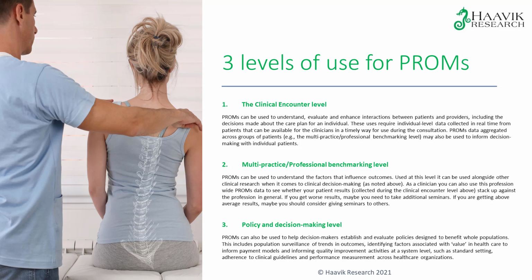And then, of course, there's this third level, this policy and decision-making level, where patient-reported outcome measures can be used by decision makers to establish and evaluate policies designed to benefit whole populations. So you can look at trends in populations, you can identify factors that are associated with value in healthcare that can inform payment models, and it can inform quality improvement activities at a systems level, such as standard setting, or adherence to clinical guidelines and performance measures across healthcare organizations.